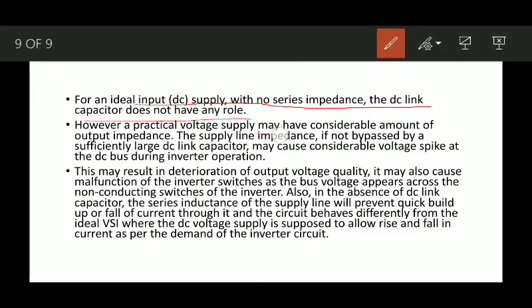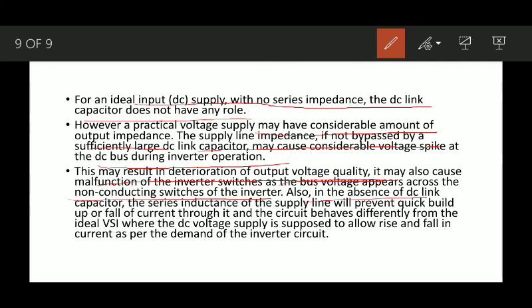Practical voltage sources have a considerable amount of output impedance. If the supply line impedance is not bypassed by a sufficiently large DC capacitor, it may cause considerable voltage spikes at the DC bus during inverter operation. So with the application of the DC link capacitor, the high frequency component of DC current will pass through this capacitor, and the low frequency DC current will pass through the switches, so it avoids any spikes in the output waveform. Otherwise this may result in deterioration of the output voltage quality. If you don't block the high frequency AC component of the DC current, that will deteriorate the output voltage quality of the signal. It may also cause non-conduction of the switches of the inverter.